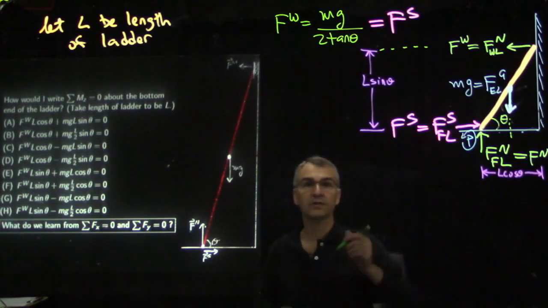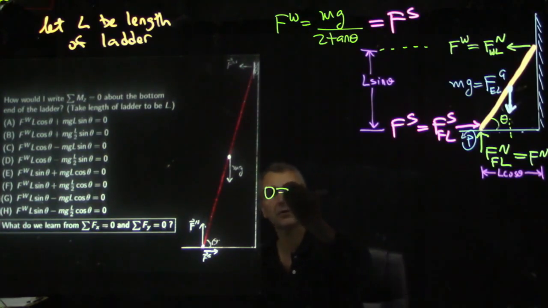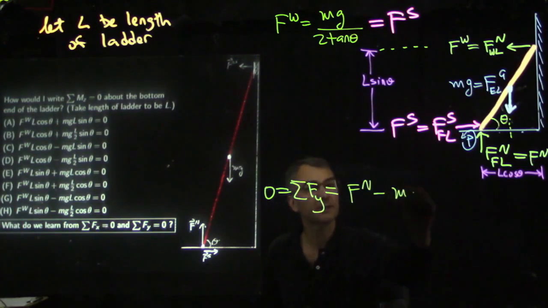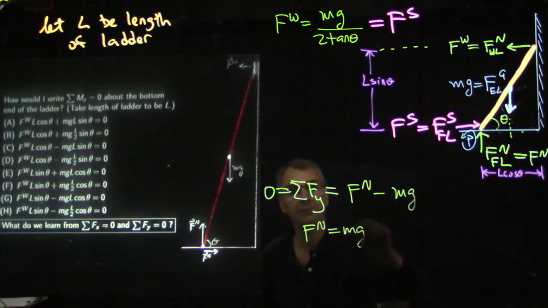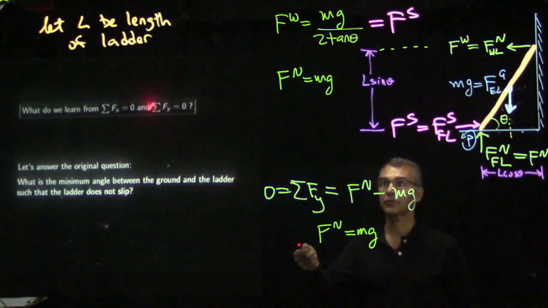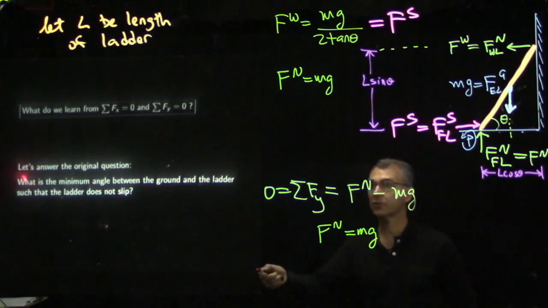Next, we can ask, what does the sum of forces in y give us? 0 equals the sum of the forces in the y direction acting on the ladder. Let's do up minus down. We have F normal upward and gravity downward. So F normal equals mg. It seems like what we learn from the sum of forces in x equals 0 is that F static equals F wall, and what we learn from the sum of forces in y equals 0 is that F normal equals mg. Now let's go back to the original question.